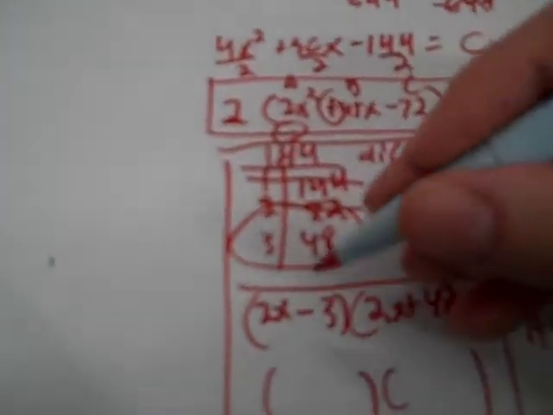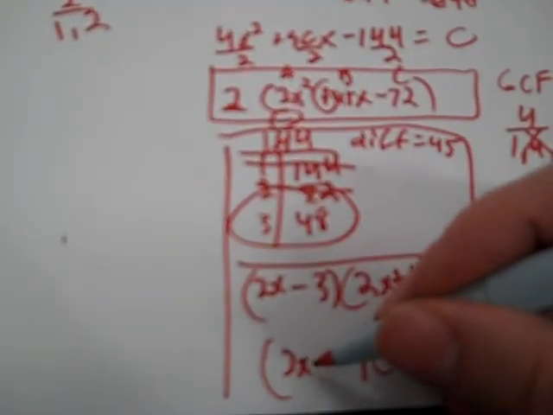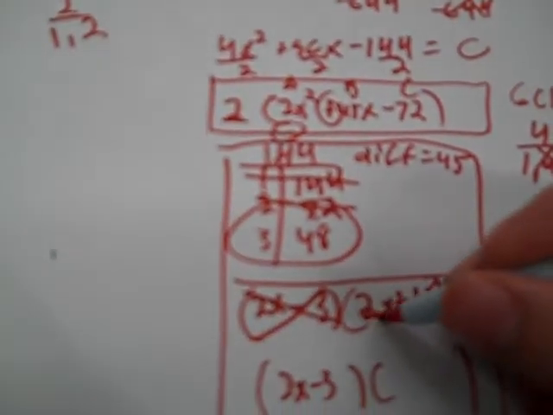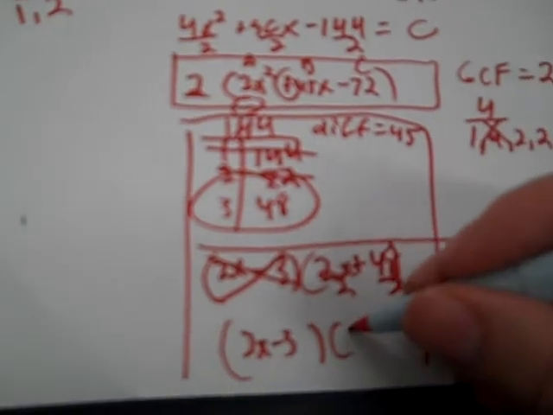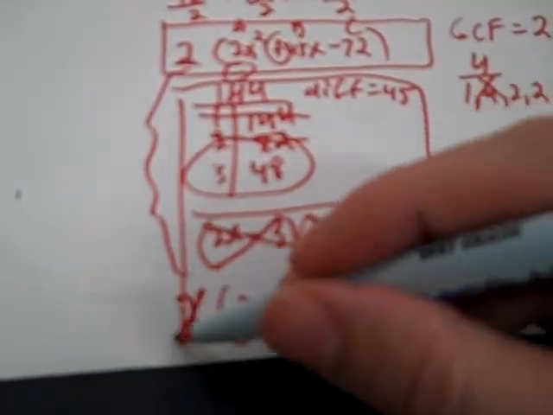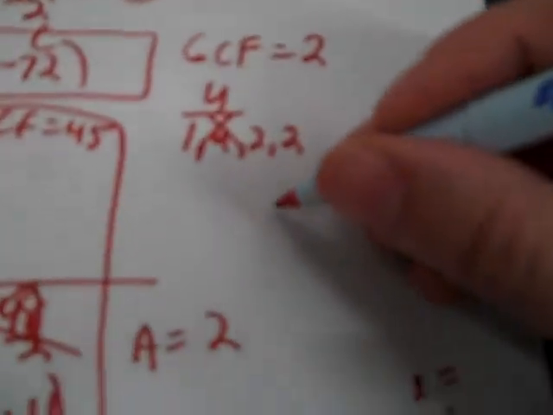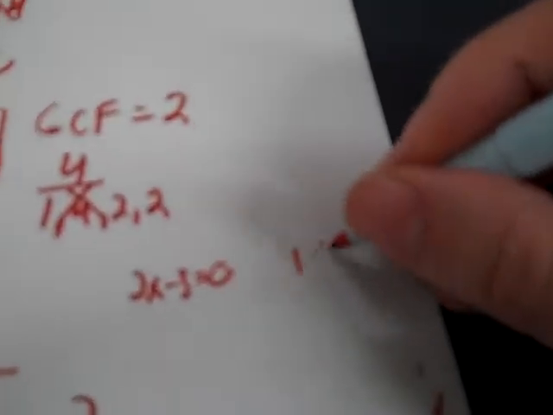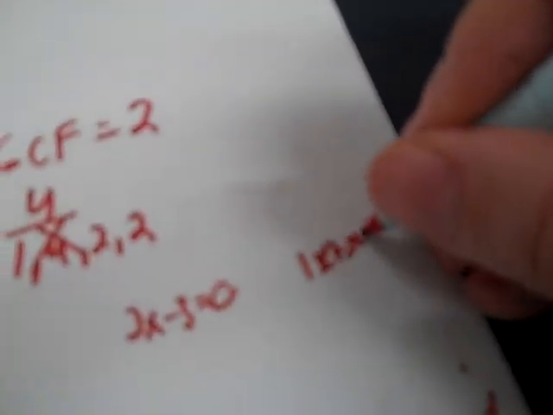When I'm looking at this, I'd have 2, so 1 and 2. But you can't divide 3 by 2, so that'll stay the same. You can divide both of these by 2, so that's 1x plus 24. The 2 here is technically supposed to be brought down, but it's not really an important thing to have. So 2x minus 3 equals 0, and 1x plus 24 equals 0.